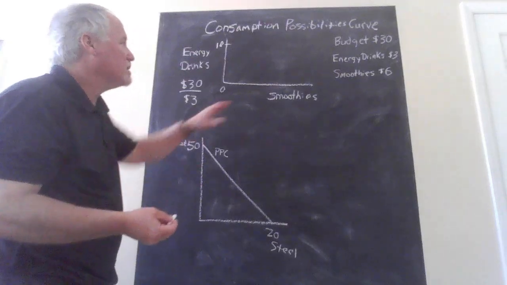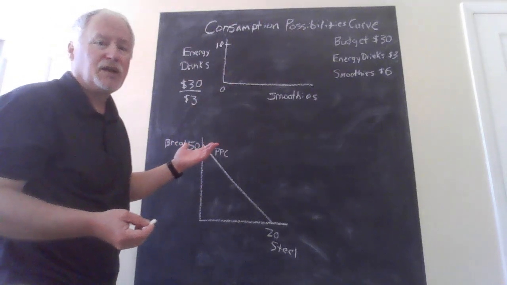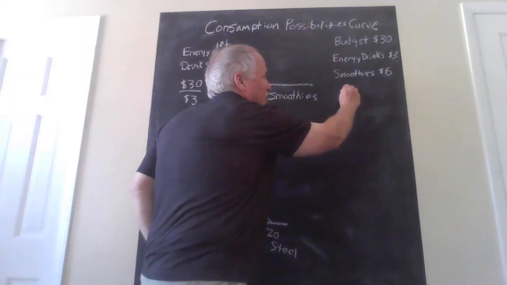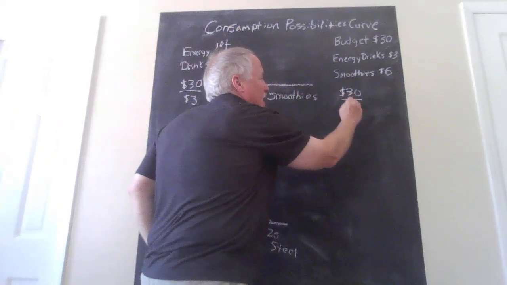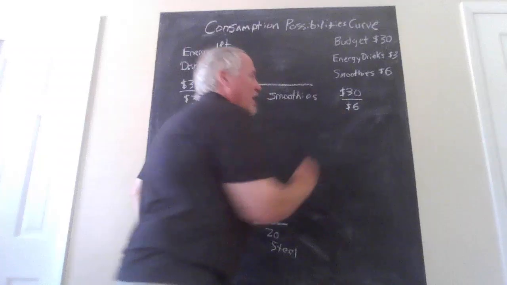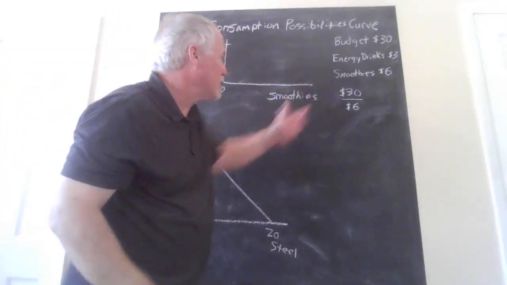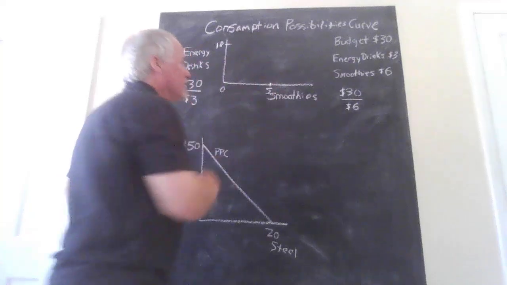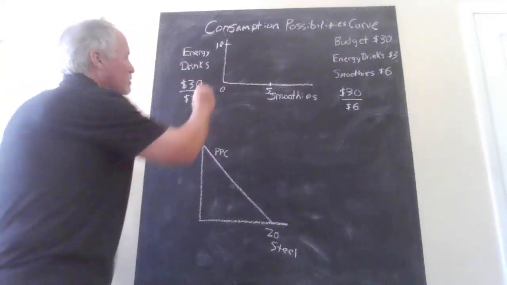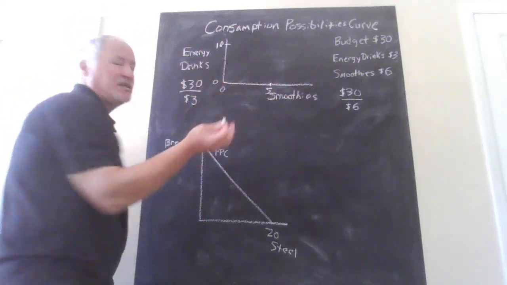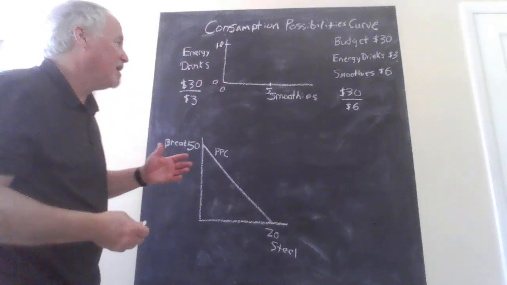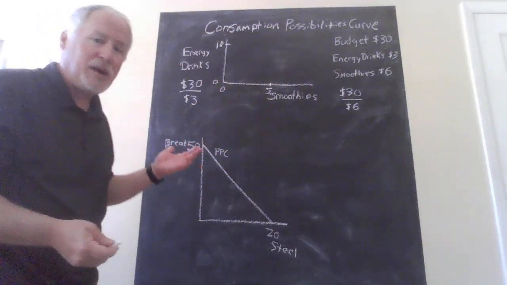Then you could also ask, well, what if you spent all of your money on smoothies? How many smoothies could you buy? Well, again, you take the budget of $30, divide by the price of smoothies at $6 apiece. That works out to be 5. So that would tell us here that if you spent all of your money on smoothies, you could buy 5 smoothies, and then again, necessarily 0 energy drinks. You spend everything you had on smoothies. So those would be the two possibilities.